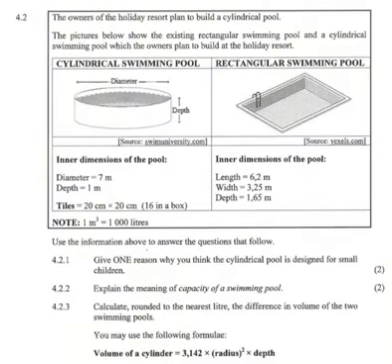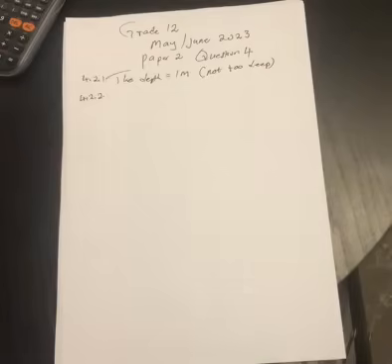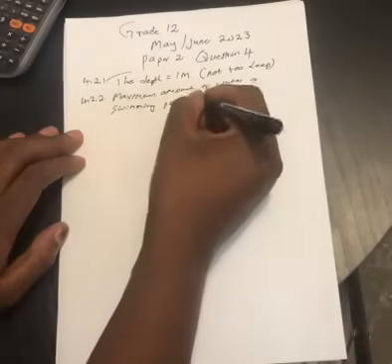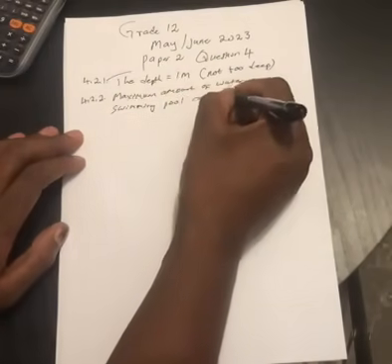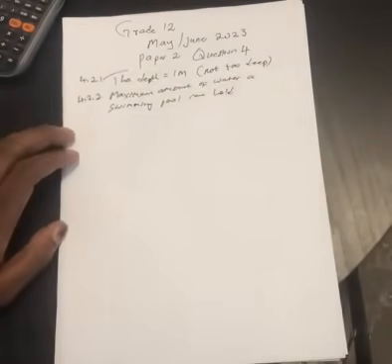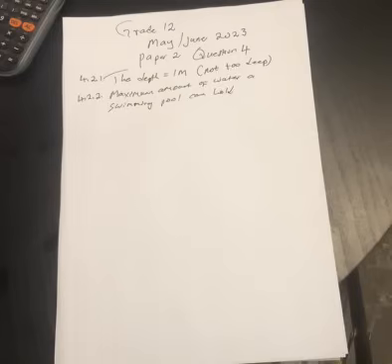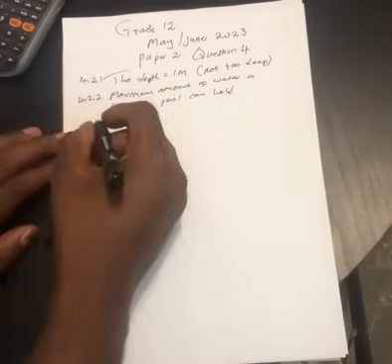4.2.2, it says explain the meaning of capacity of a swimming pool. Capacity of a swimming pool, we can say, is the maximum amount of water the swimming pool can hold. A maximum amount of water a swimming pool can hold is the answer for that question.